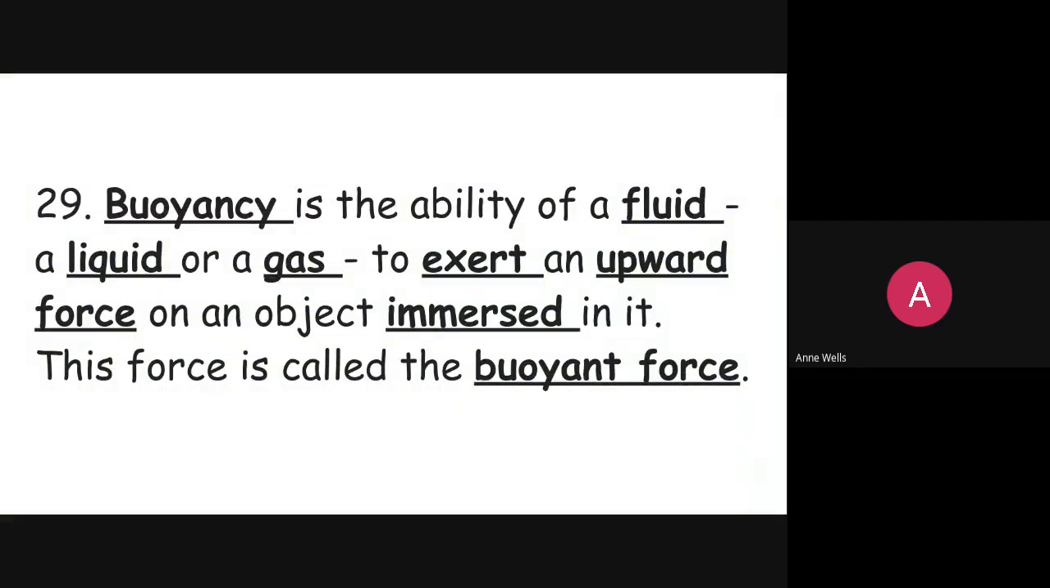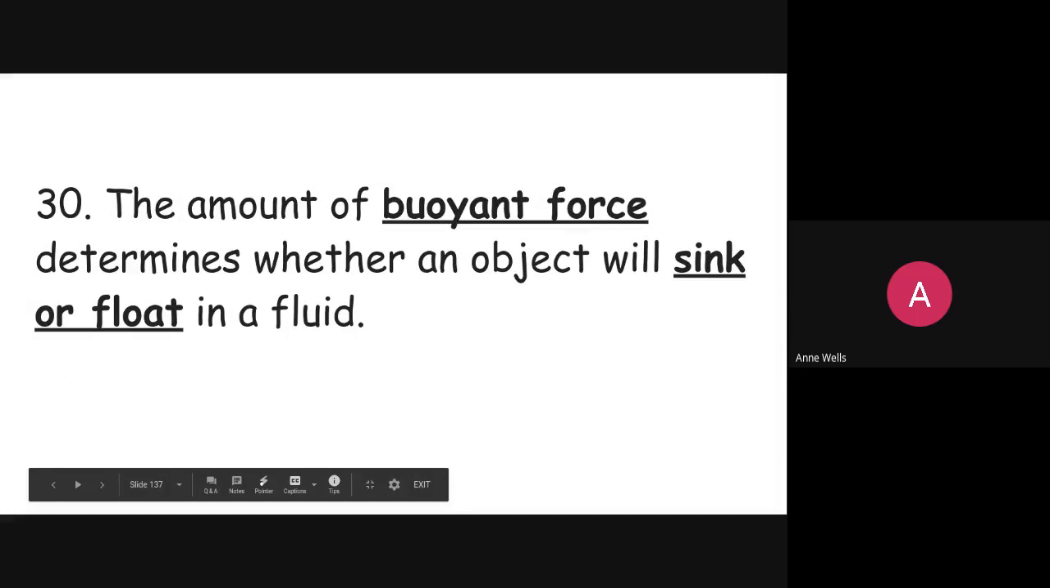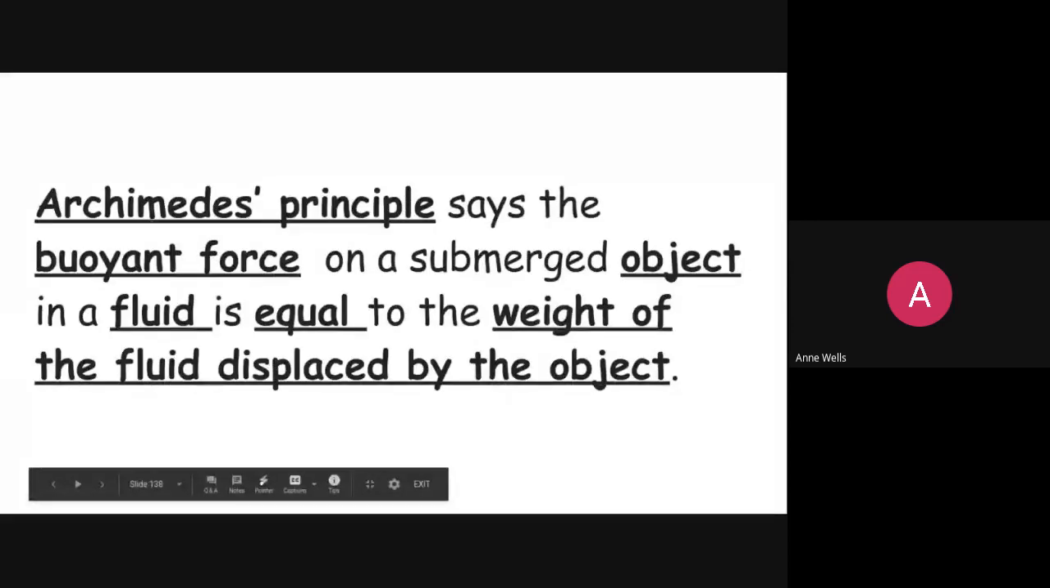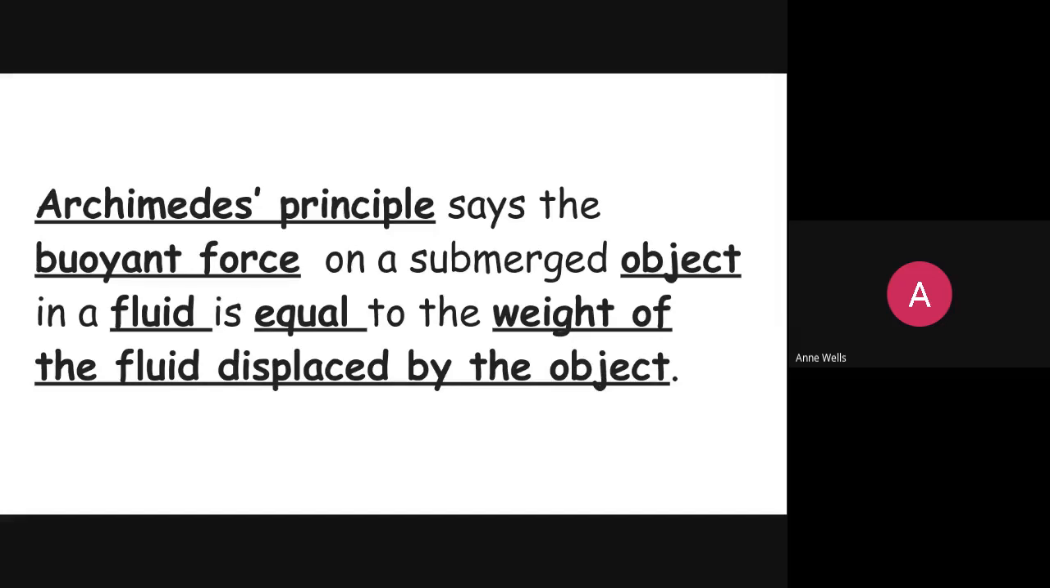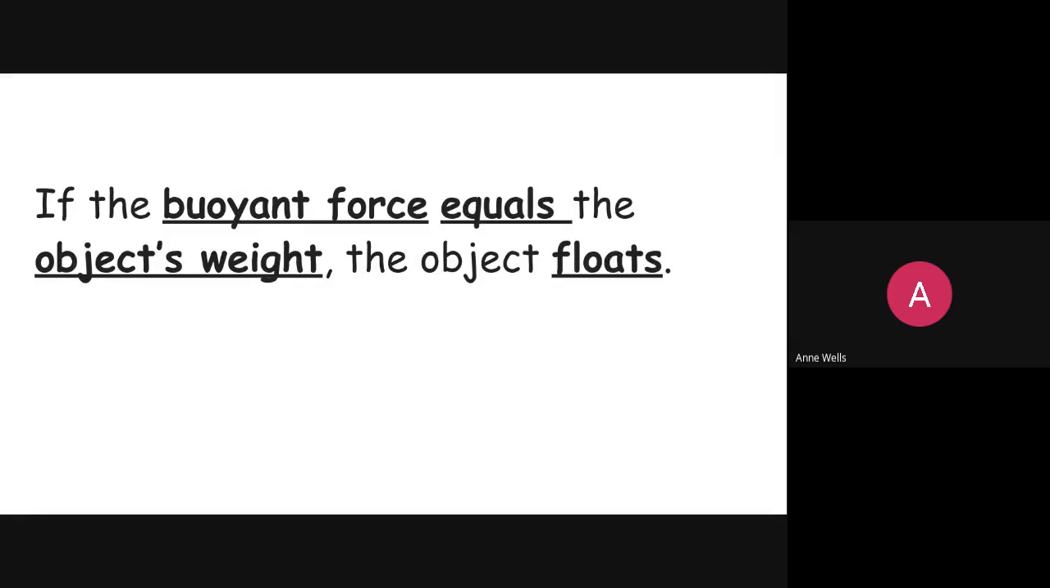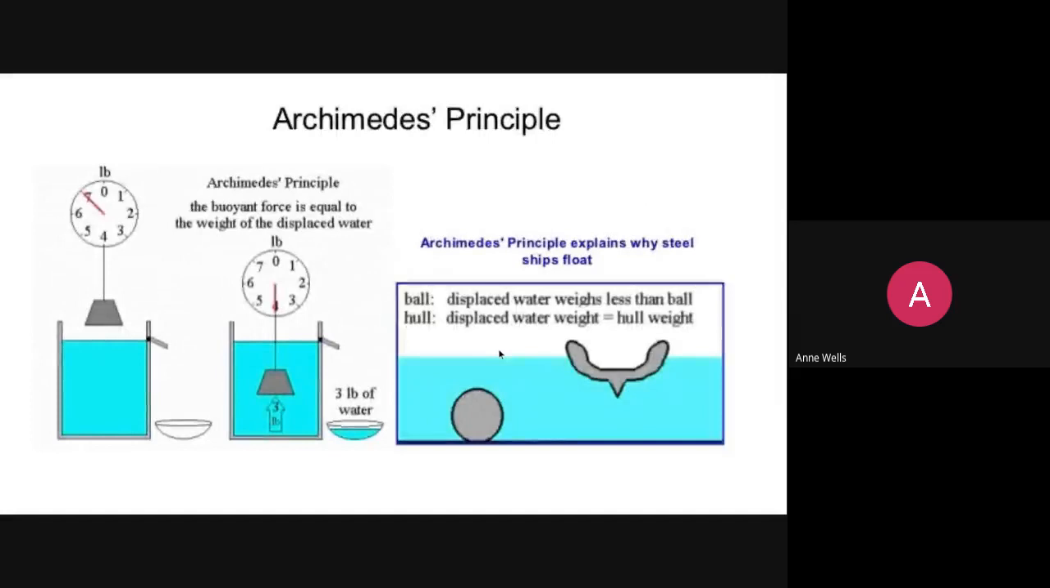Note number 29, buoyancy is the ability of a fluid, which means a liquid or a gas, to exert an upward force on an object immersed in it. This force is called the buoyant force. The amount of buoyant force determines whether an object will sink or float. The first principle that we're going to talk about is Archimedes' principle. It says the buoyant force on a submerged object in a fluid is equal to the weight of the fluid displaced by the object. If the buoyant force is less than the object's weight, the object will sink. If the buoyant force equals the object's weight, the object floats.